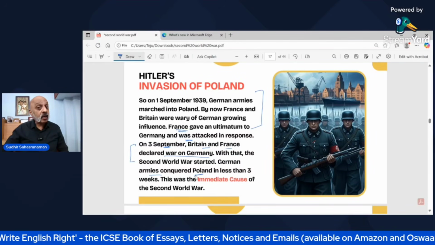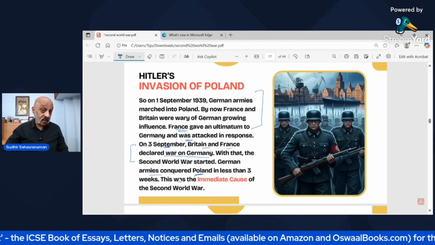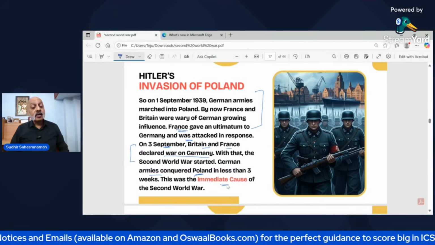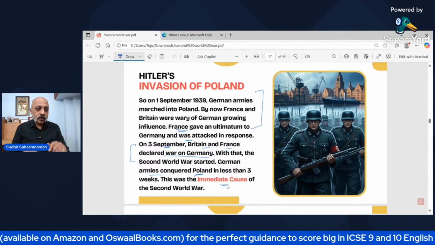The German armies conquered Poland in less than 3 weeks within September itself. And this was the immediate cause of the Second World War. Understood till here? Great.